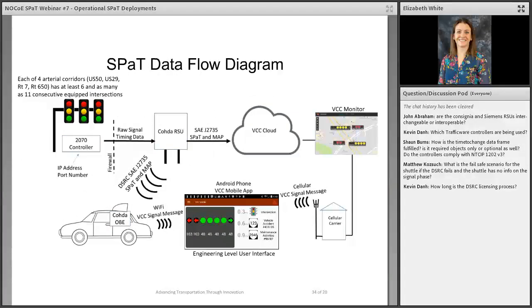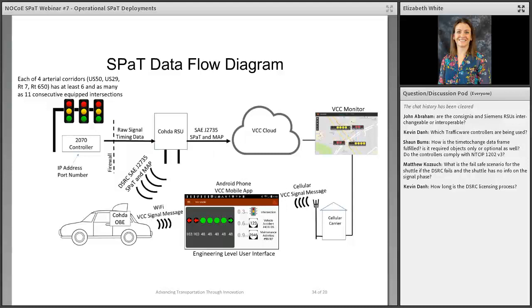This next slide just shows the flow of data throughout our system, and there's really two ways that we can get data to an end user. It all starts with the McCain 2070 controller, where you can enter a port and IP address to enable the flow of the raw signal and timing data through the firewall. The RSU is then set up to listen to that port number at the firewall and take in that data. We then process, encode, and broadcast it. So that's really the most direct route to get data from the intersection. We broadcast it out to a motorist that has an OBU passing by.